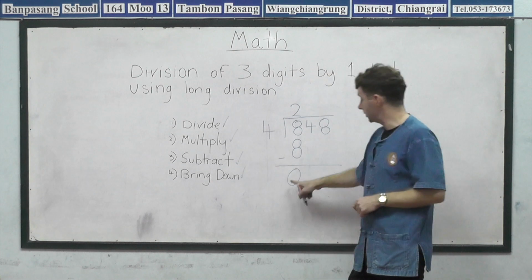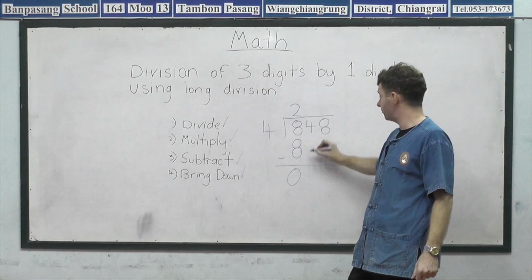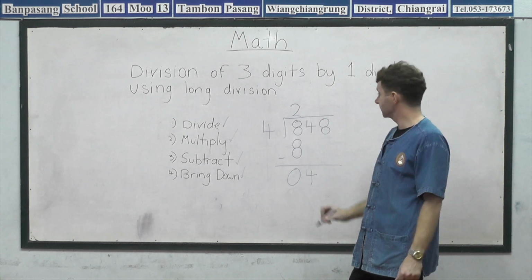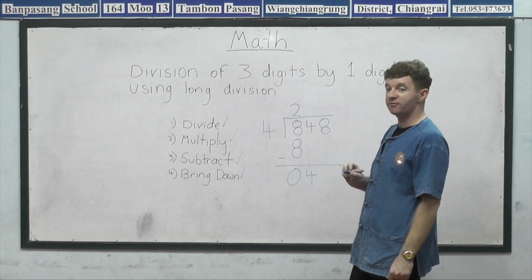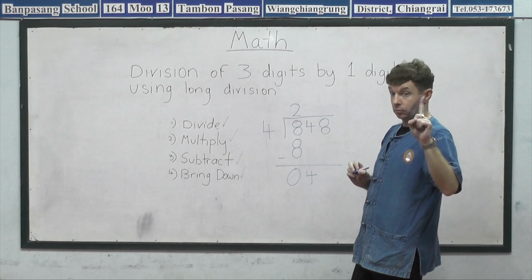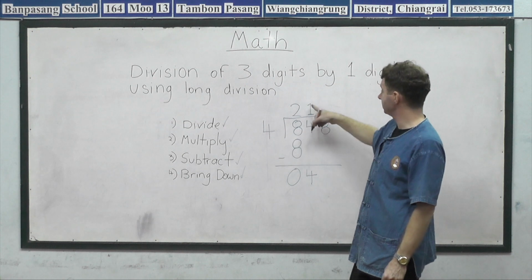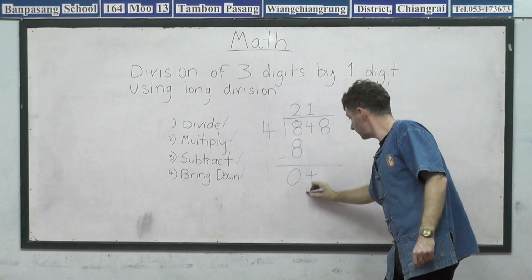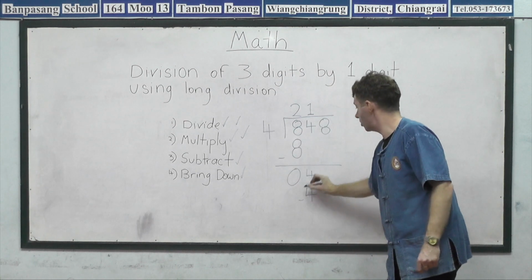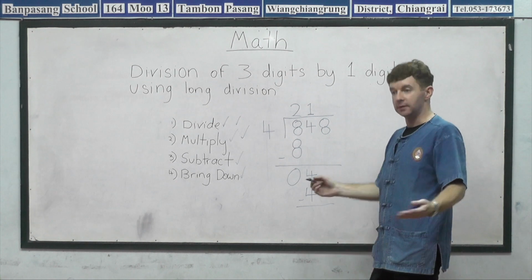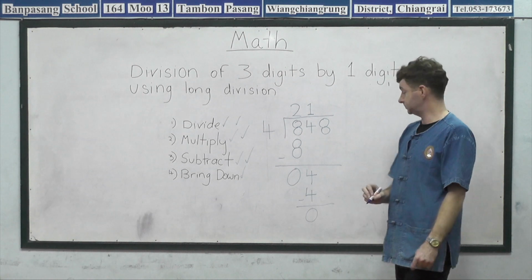Bring down. We know this column is fine because once we reach 0, we know we have nothing left. So 4 will come down to here. And we'll repeat the process. So 4 divided by 4 equals 1. 4 times 1 equals 4. Next to subtract. 4 minus 4 equals 0. Once again, we know we get to 0, so we're fine.